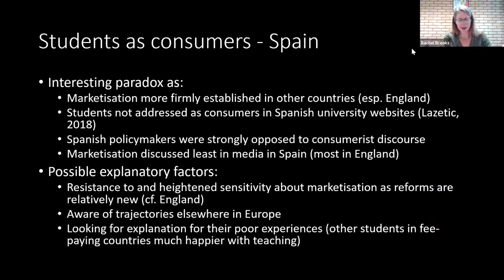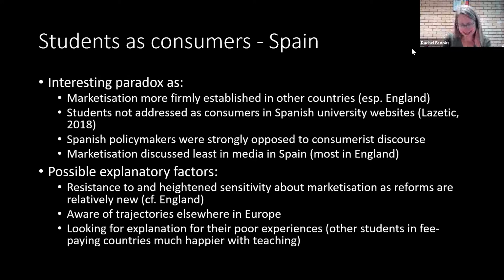And indeed, our analysis of higher education institutional websites, which we've done as part of the broader project, has indicated that Spanish students, unlike their counterparts in England, Ireland, and Denmark, are not addressed as consumers, but as either novices in an academic community or as recipients of a public service. Moreover, the Spanish policymakers who we interviewed tended to be really strongly opposed to a consumerist discourse, while marketisation with respect to students is also discussed very little in the media in Spain that we've also looked at.